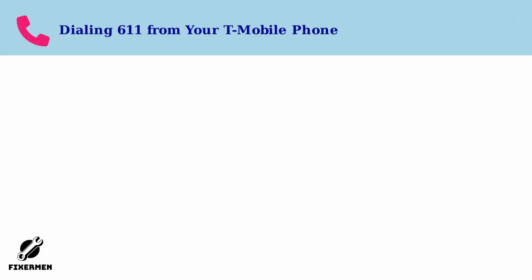For immediate assistance with potential outages, you can dial 611 directly from your T-Mobile phone. This number connects you instantly to T-Mobile's customer service team. Simply open your phone's dialer and enter 611, then press call. This dedicated line is specifically for T-Mobile customers and provides faster access than general support numbers.